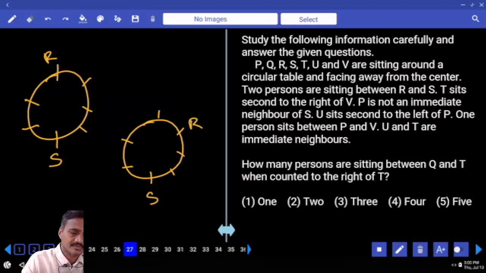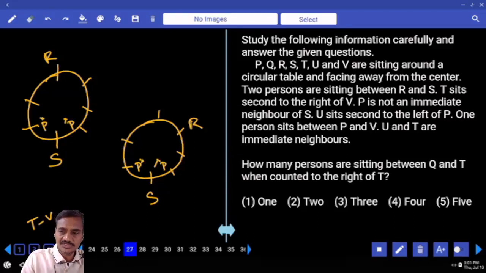If S is here, then 2 persons between S and R. R can be either on the right hand side or on the left hand side. Then T is second to the right of B. That means T and V must be in the alternate place. And P is not an immediate neighbor of S. Now P cannot be an immediate neighbor of S.